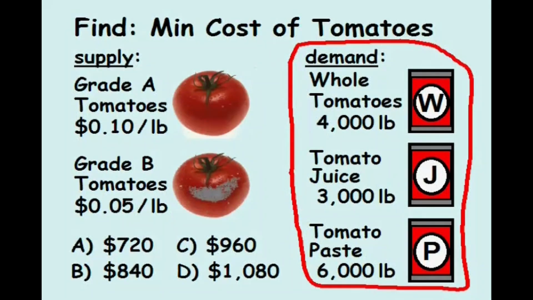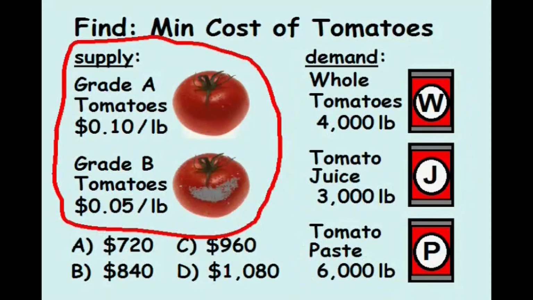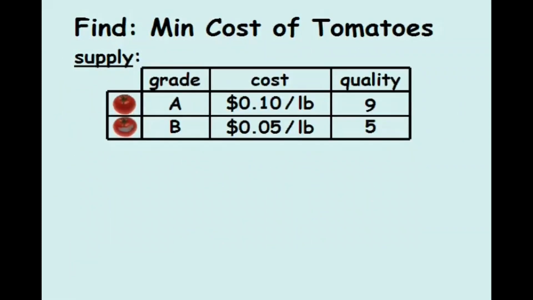These three tomato products shall be produced using a combination of grade A tomatoes, which cost 10 cents per pound, and grade B tomatoes, which cost 5 cents per pound. Associated with each grade of tomato is a quality rating. Grade A tomatoes have a quality rating of 9, and grade B tomatoes have a quality rating of 5.